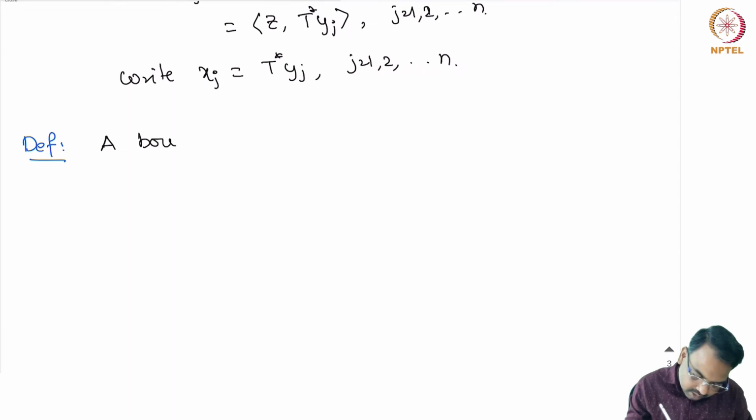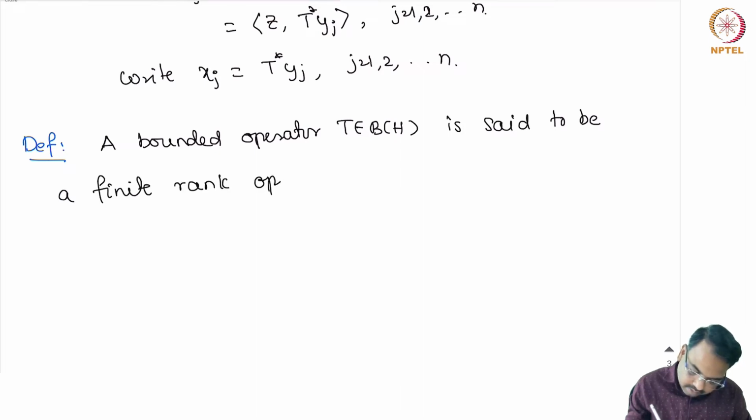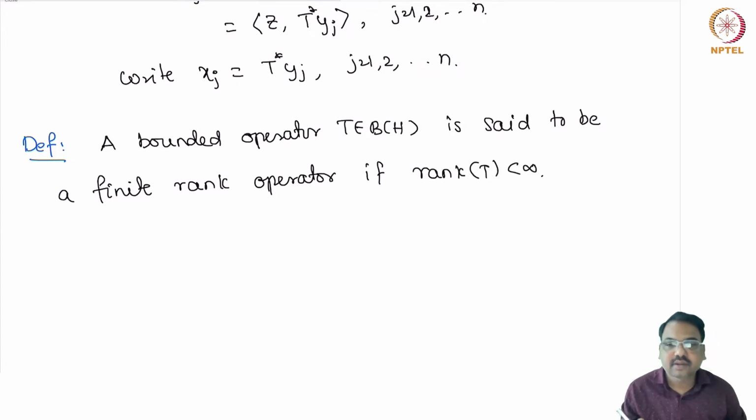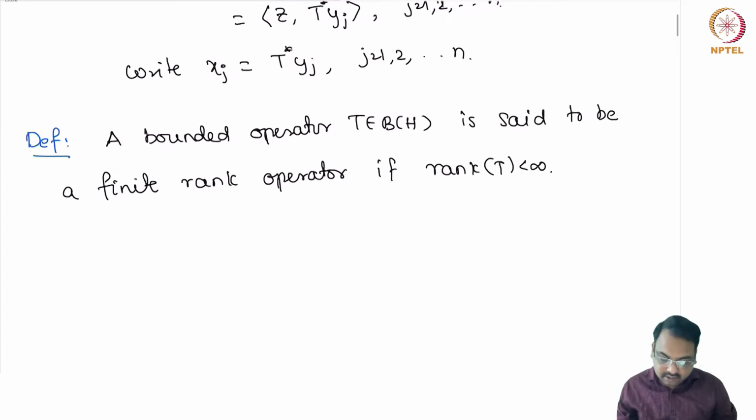A bounded operator is said to be a finite rank operator if rank of T is finite. Okay. That means range is finite dimensional.